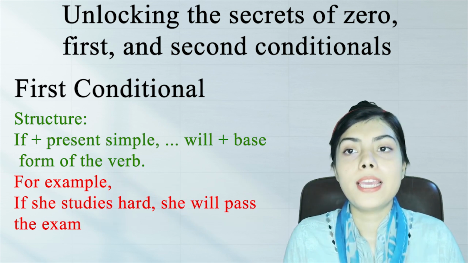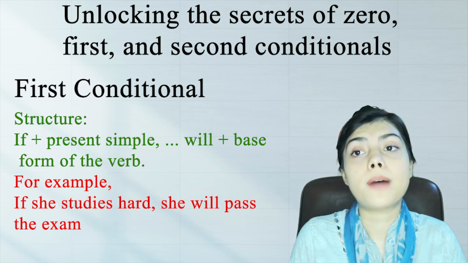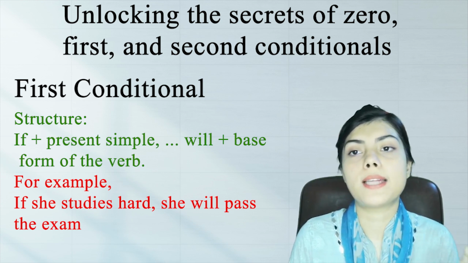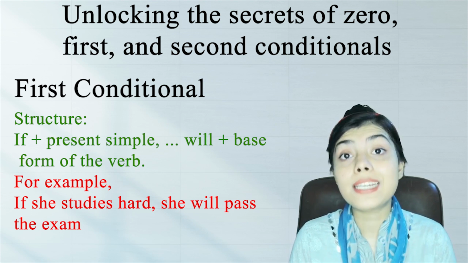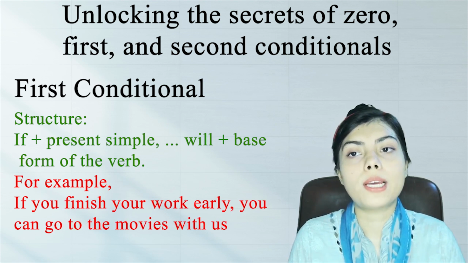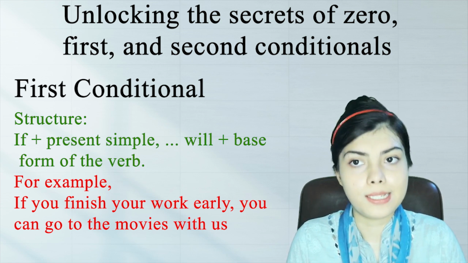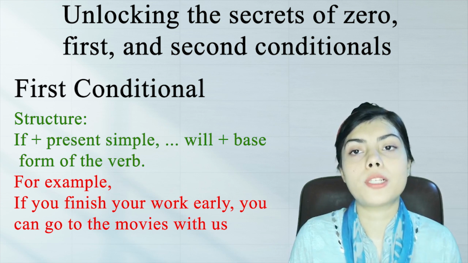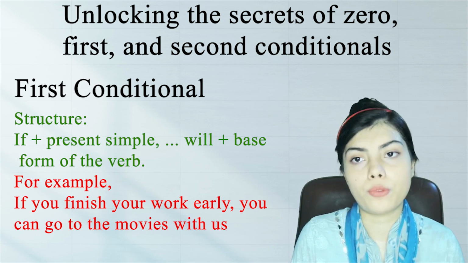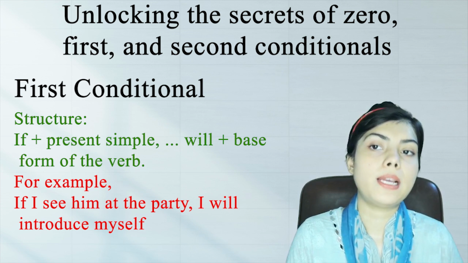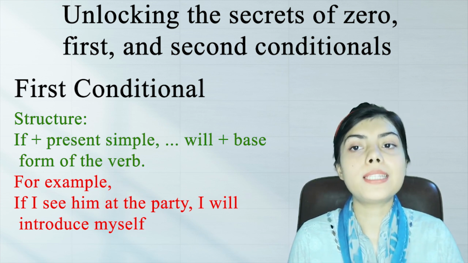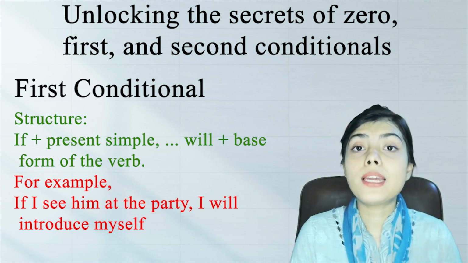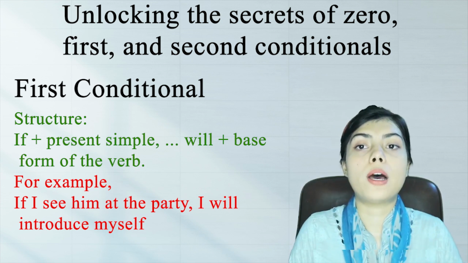And the second is, if she studies hard, she will pass the exam. This example discusses the possibility of passing an exam based on the condition of studying hard. If you finish your homework early, you can go to the movies with us. Here the condition of completing work early leads to the possibility of joining others for a movie. If I see him at the party, I will introduce myself. This sentence describes a potential encounter at a party and the speaker's intention to introduce themselves if it happens.